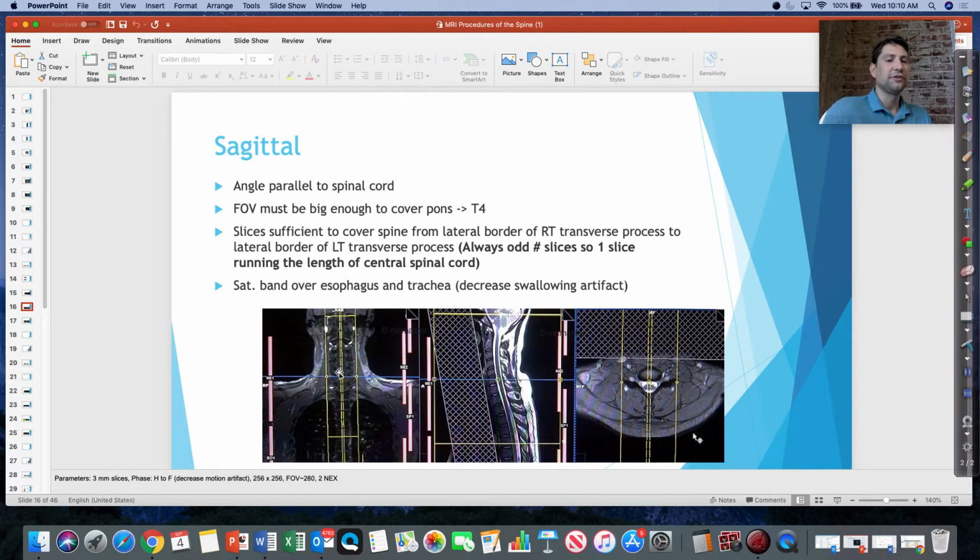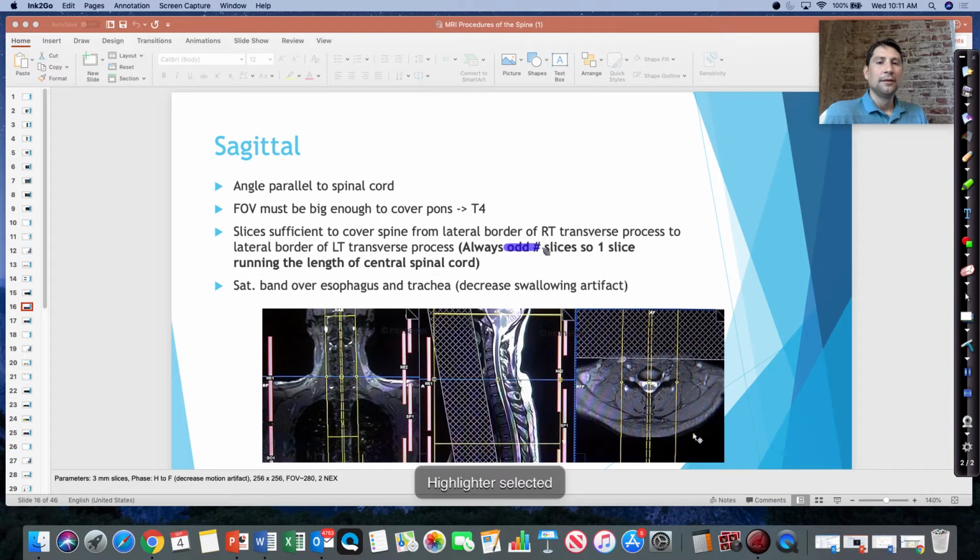You usually are going to choose an odd number of slices because you want one slice to go right through the middle of that spinal cord. Because if you have one good slice through that middle of that spinal cord, that's when you're best going to be able to visualize those herniated discs that impinge on the spinal cord. So any of your sagittals for the spine are going to be an odd number of slices. Typically, it's 9 slices, 9 or 11 slices will get you from one transverse process to the other.